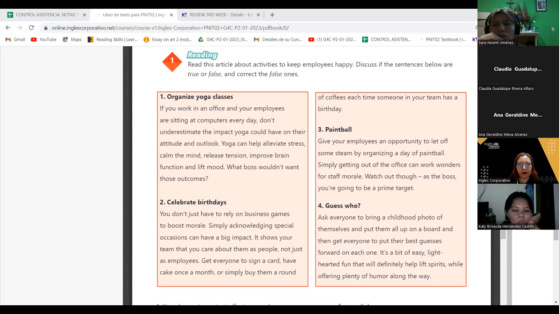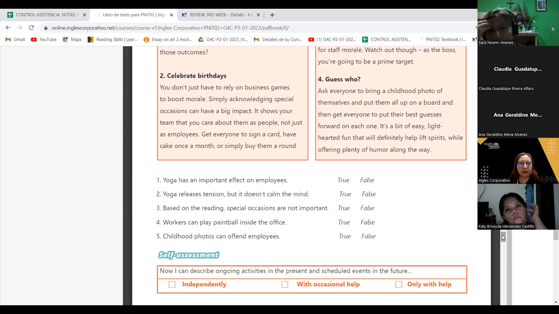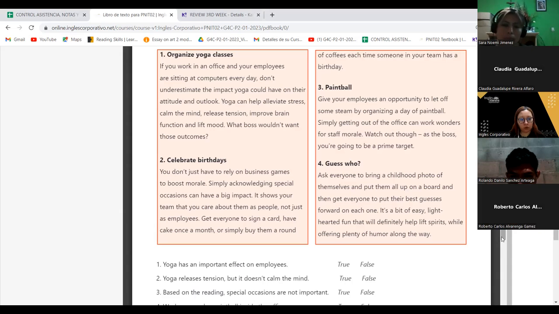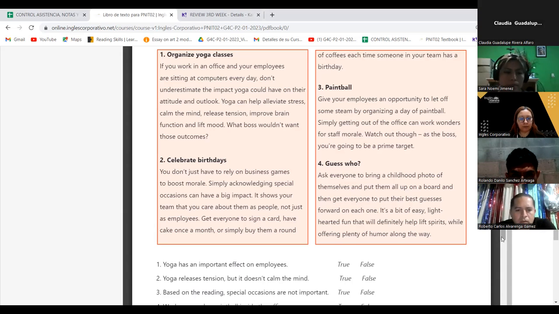Thank you. All right, so we're going to check the sentences. Number one, yoga has an important effect on employees. True or false? It's true. Correct, right? It's true. Exactly, good. Number two, yoga releases tension, but it doesn't calm the mind. True or false? False. Exactly, that is false.